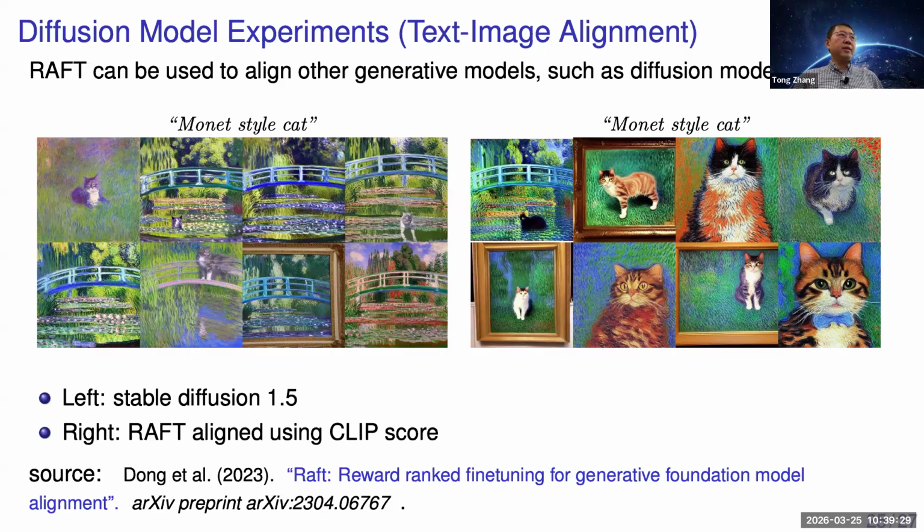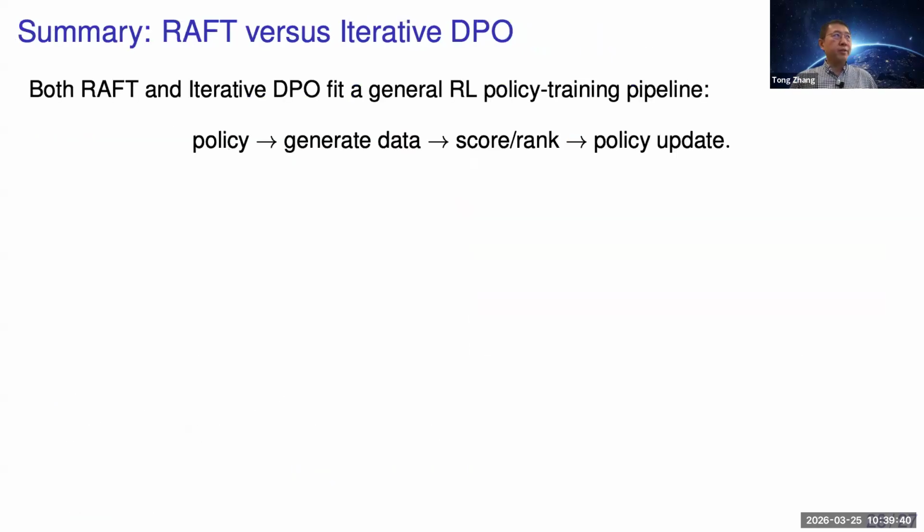But selection sampling, rejection sampling, RAFT type of ideas are used more, at least in the industry, because they are simple and effective. So yeah, I will just give a summary.